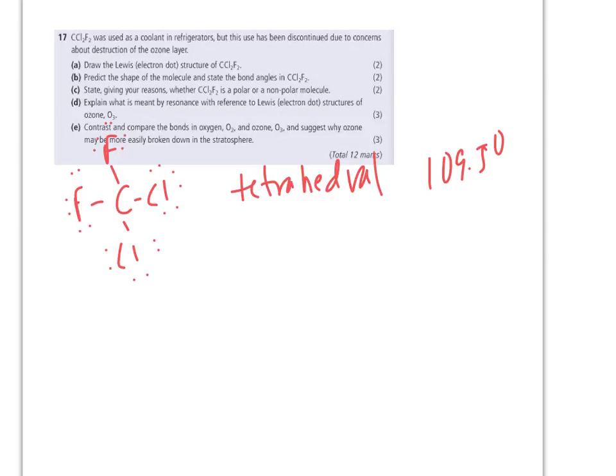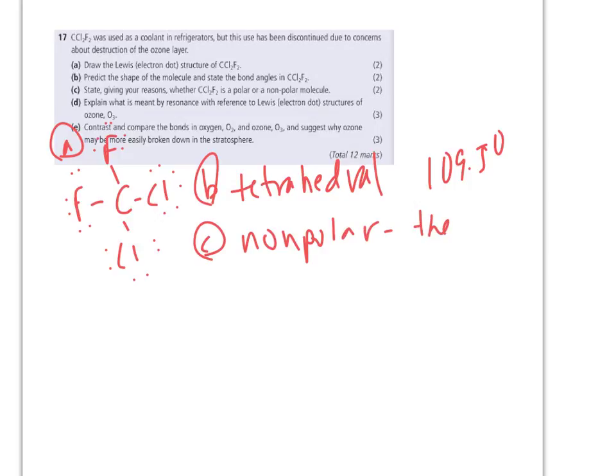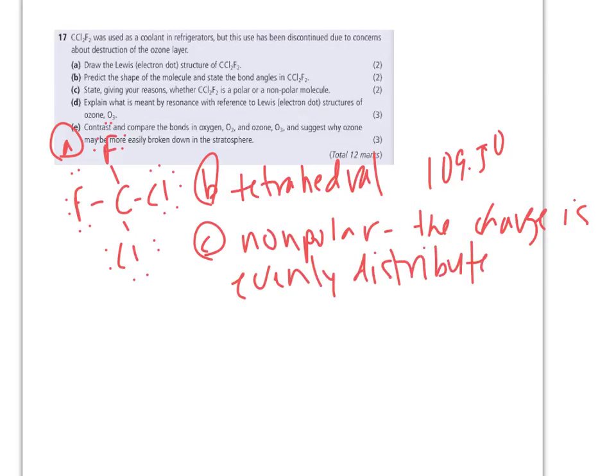And then C, is it a polar or nonpolar molecule? So this is B here, this is A here. It's going to be nonpolar. And the reason why is the polar bonds, or the charge, is evenly spread, or evenly distributed, we say, around the molecule. So even though there's polar bonds, it'll be a nonpolar molecule. And then D, explain what is meant by resonance with reference to Lewis electron structures of ozone, O3.